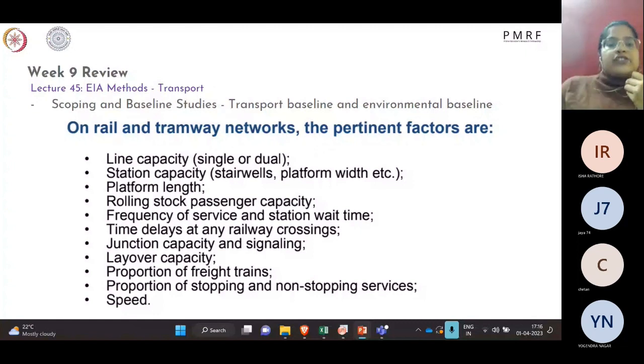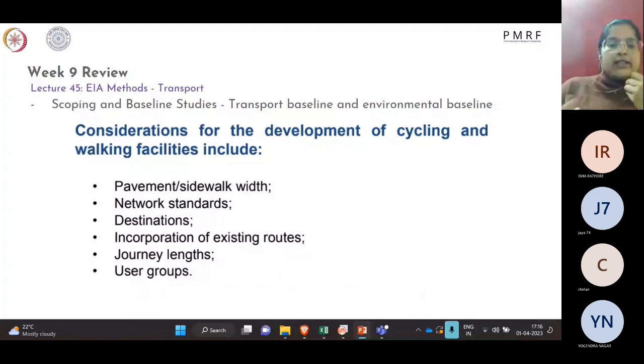And then for development of cycling or walking infrastructure, you need to consider the pavement or sideway length, sideway width, the network standards, the destinations, whether there are connections between 2 points, whether this gets broken, whether you have infrastructure existing up to a certain limit only, and then you don't have any infrastructure, so then you have these disruptions to these movements. And then you need to look up existing roads, the journey lengths, and the different user groups which go for cycling and walking facilities.